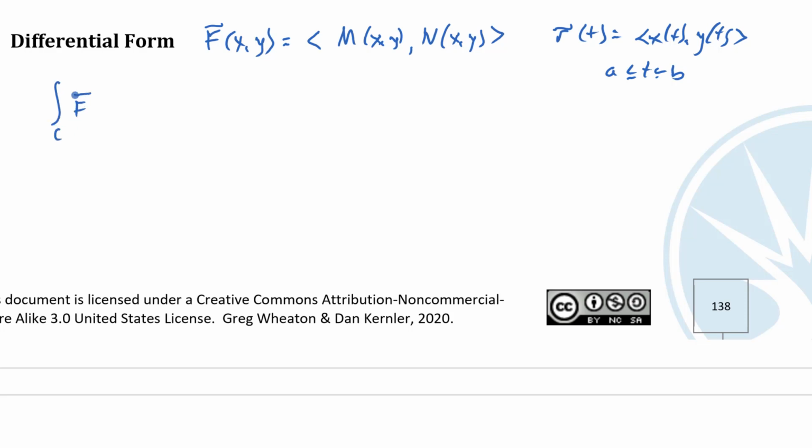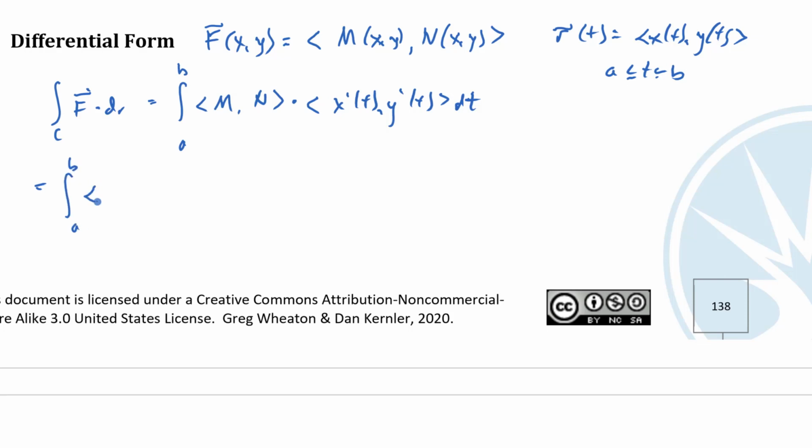So the line integral over our path C of our vector field, the dot product with dr, would be equal to the integral from a to b, because t goes from a to b, of the vector field (M, N), and then the dot product with r prime, which would be (x prime of t, y prime of t), dt. And if we find that dot product, we multiply M times x prime plus N times y prime, dt.